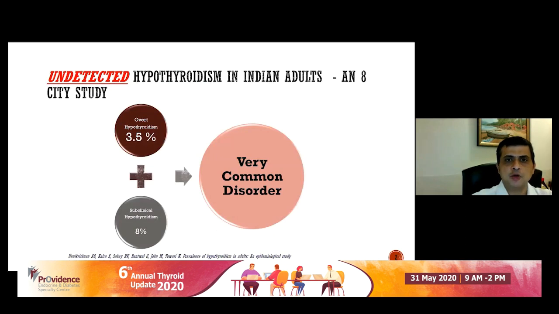Well, we know that hypothyroidism is a common disease, and this is my paper which I published in 2013, which shows that about 3.5% of the population could have hypothyroidism in India, and the prevalence of subclinical hypothyroidism could be as high as 8%. But we know that in some populations, such as women, this may be more.